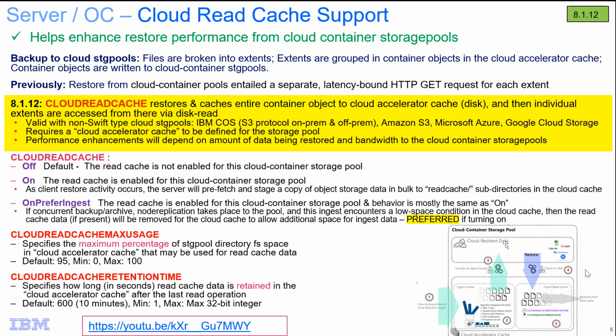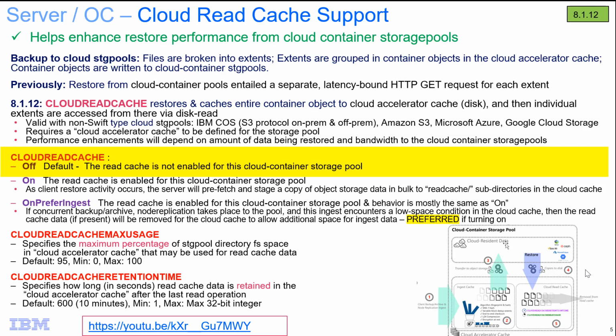So this Cloud Read Cache is going to be valid for all non-Swift types of cloud storage pools. That's your IBM COS for both on-prem and off-prem for S3, as well as Amazon, Microsoft Azure, and Google Cloud Storage. You have to have this Cloud Accelerator cache in place, and most people who back up directly to the cloud will have had that. But if the way that you were getting data to the cloud was via tiering, you might not, so you might have to implement it if all you were doing was tiering to the cloud.